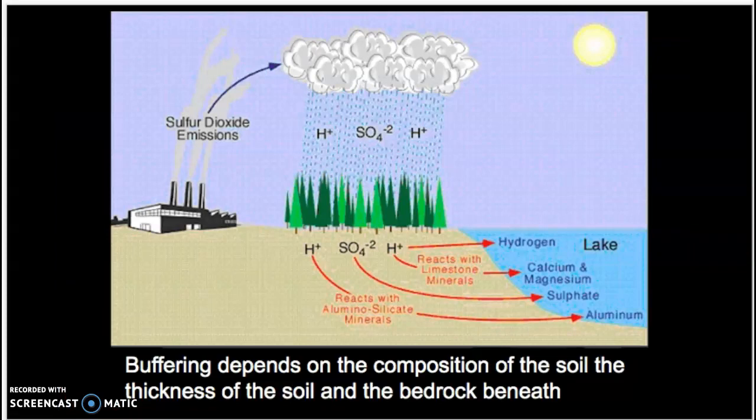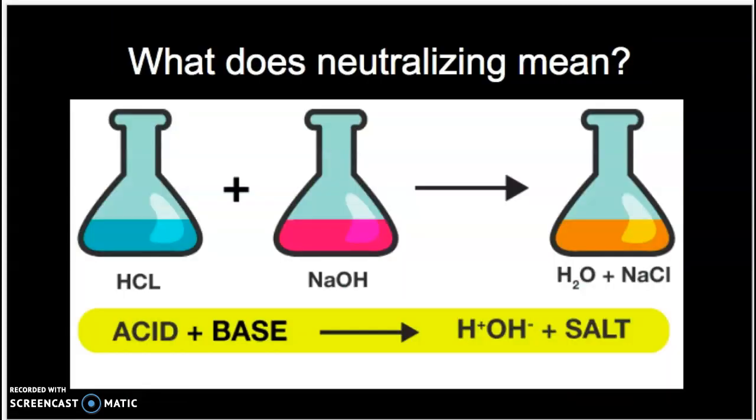What does neutralizing mean? In water, an acid releases hydrogen ions, H+, and a base releases hydroxide ions, OH-. These two ions will always react to form water. This is called neutralization because the low pH of the acid and the high pH of the base counteract each other. The solution approaches the neutral pH of water, about pH 7.